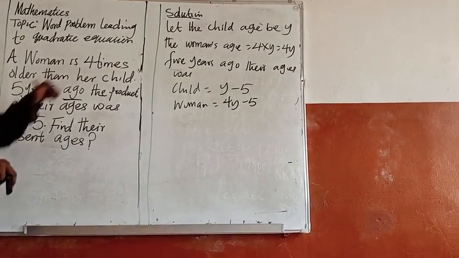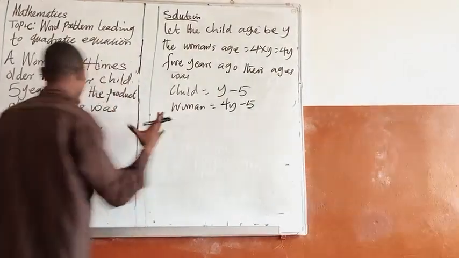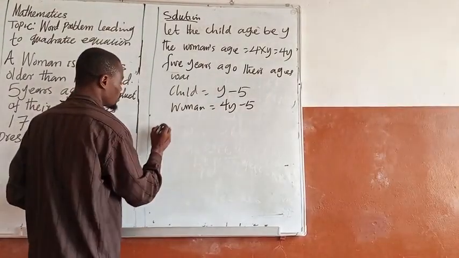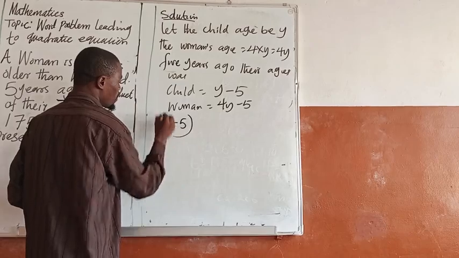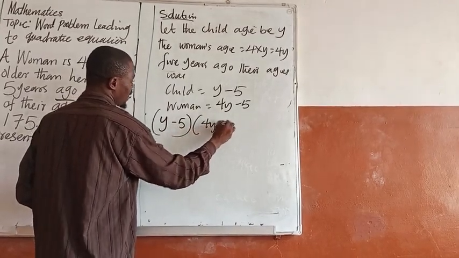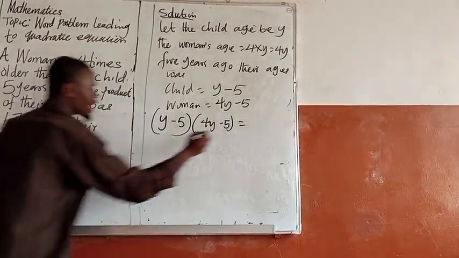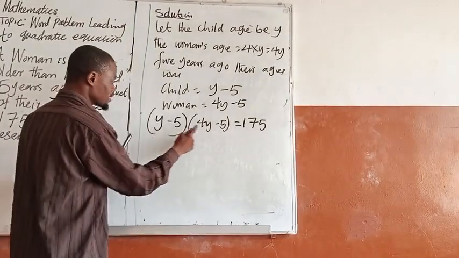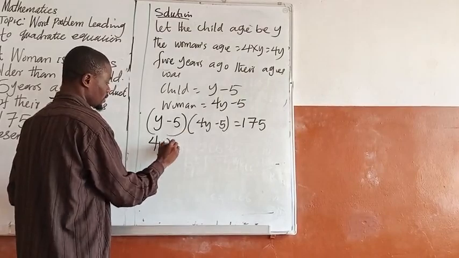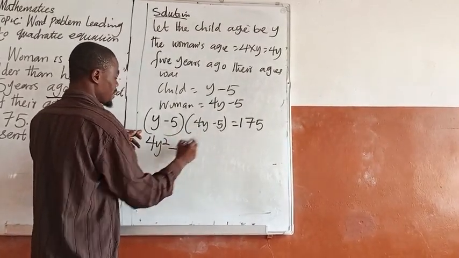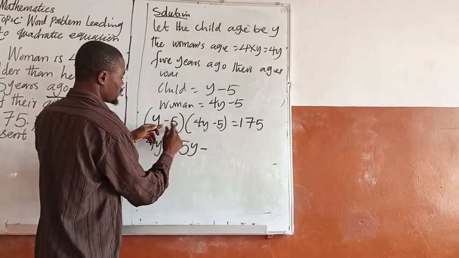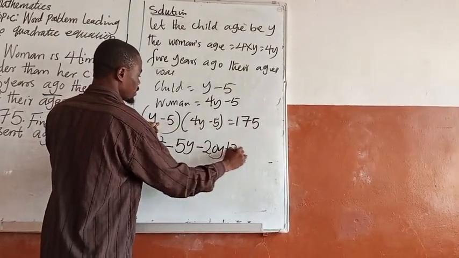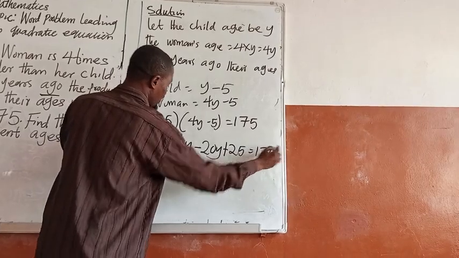So the product of their ages 5 years ago was 175. We multiply them and equate to 175. So y minus 5, open bracket, times 4y minus 5 equals 175. Then we open the bracket. y times 4y is 4y squared. Minus y times 5 is 5y, minus 5 times 4y is 20y. Minus times minus is plus, 5 times 5 is 25. It's equal to 175.